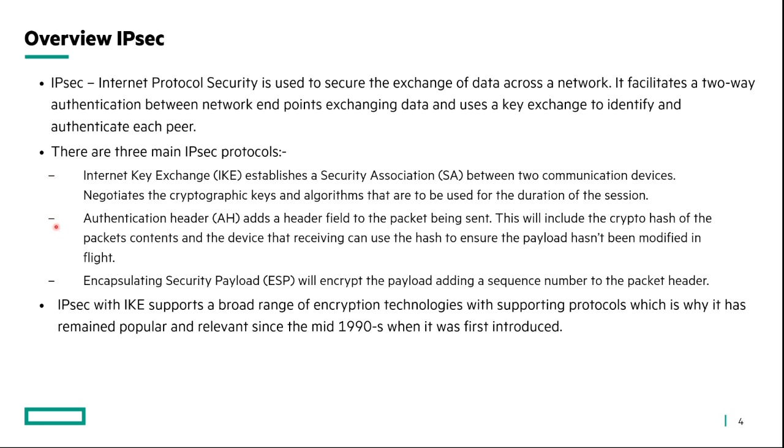And then we have the authentication header, AH. This adds a header field to the packet sent, and includes the crypto hash of the packet's contents so that the receiving device can use the hash to ensure the payload hasn't been modified. And then we have ESP, encapsulating security payload, which encrypts, adding a sequence number to the packet header. Within IPsec itself, it supports a broad range of encryption technologies with the supporting protocols, and it has been very popular since it was first introduced in the 1990s.